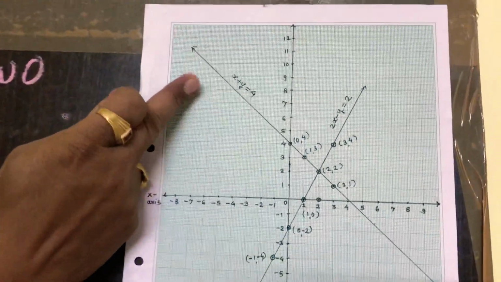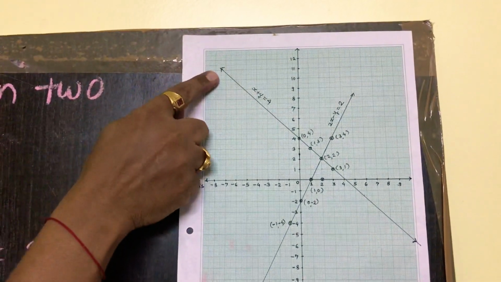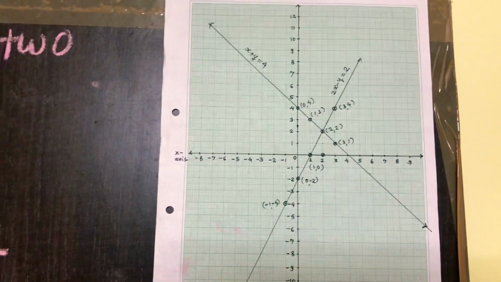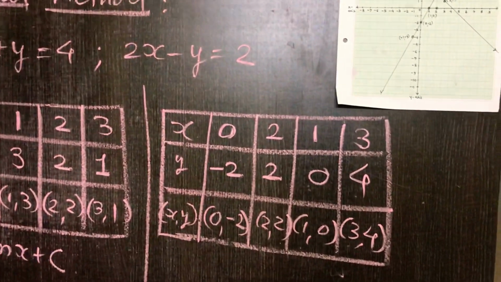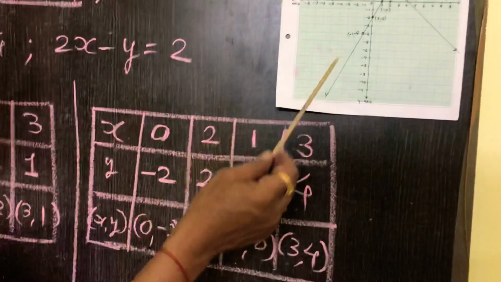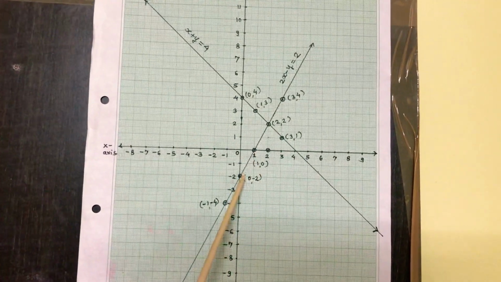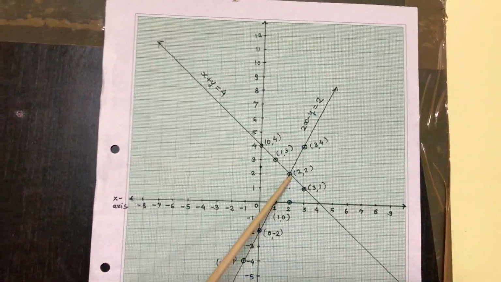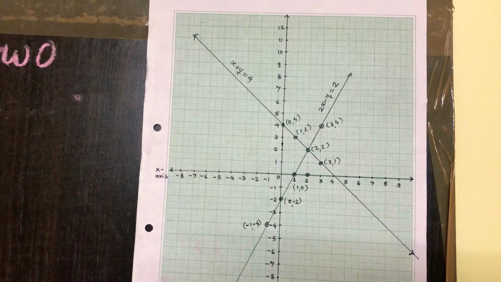We have plotted here 4 points and we have drawn the graph line x plus y is equal to 4 like this, which is passing through these 4 points. Now we can also plot the 4 points of the second equation. (0, minus 2) is the first point, that means the first solution of this equation. (1, 0) is another solution, (2, 2) is the next solution, and (3, 4) is the fourth solution of this equation 2x minus y is equal to 2.